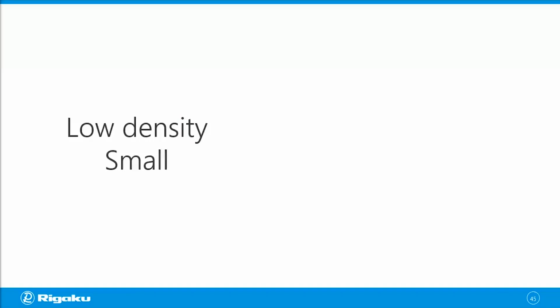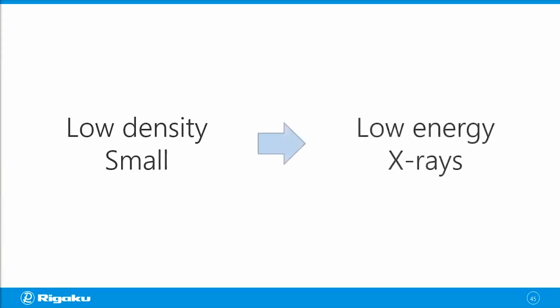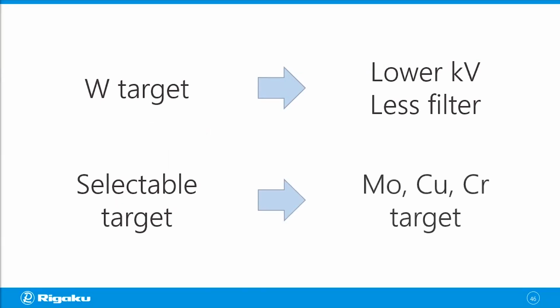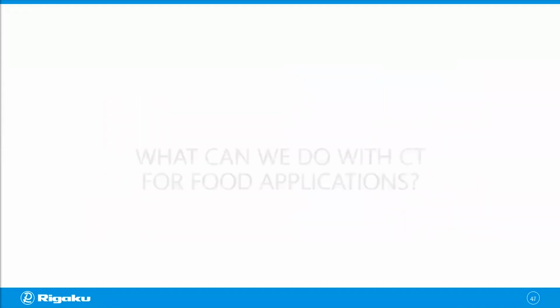Okay, so the key to remember is most of the food and the pharmaceutical samples are low density and small. So you want to use low energy X-rays to get good quality images. You could either have a tungsten target, and in that case, you can lower the kV, the applied voltage, and use less filter, or you can select the target on your generator. And if that's the case, you can use elements such as molybdenum, copper, or chromium, and use their characteristic low energy X-rays. So let's take a look at some examples.